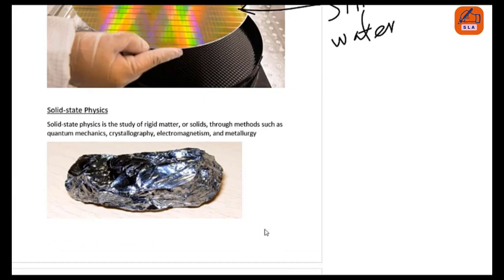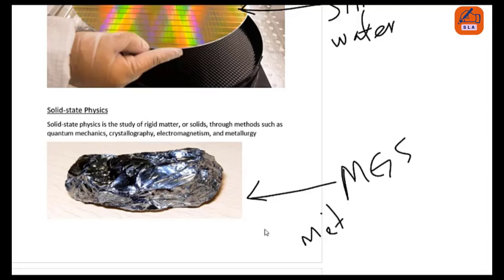The picture that I'm showing here right now is called the MGS, which is metallurgical grade silicon. I would like to talk more about silicon and semiconductors when we get there, which I will do in the second tutorial.